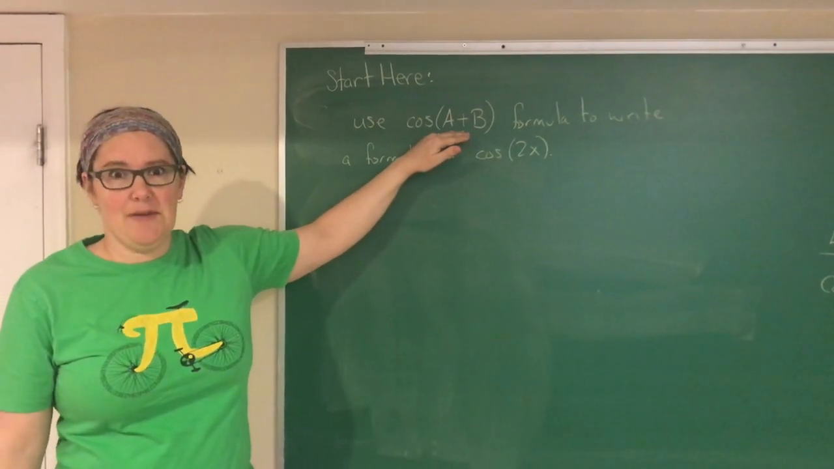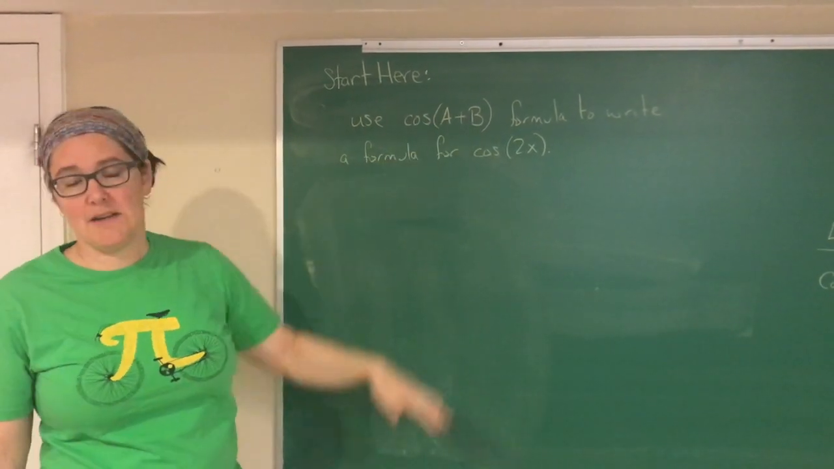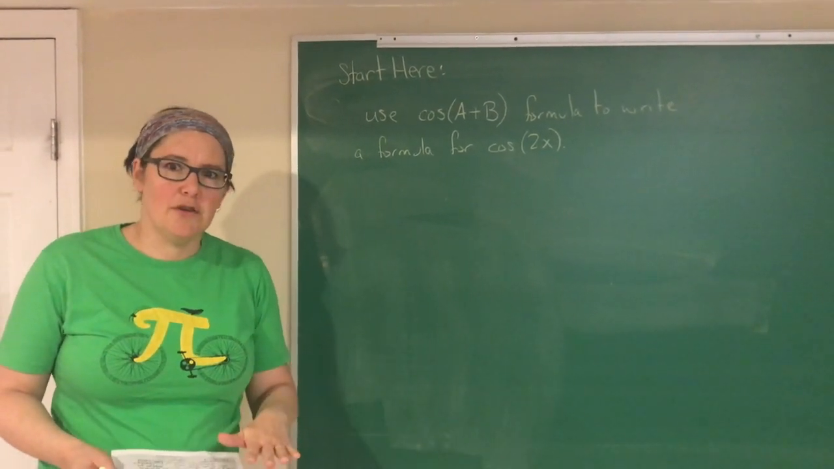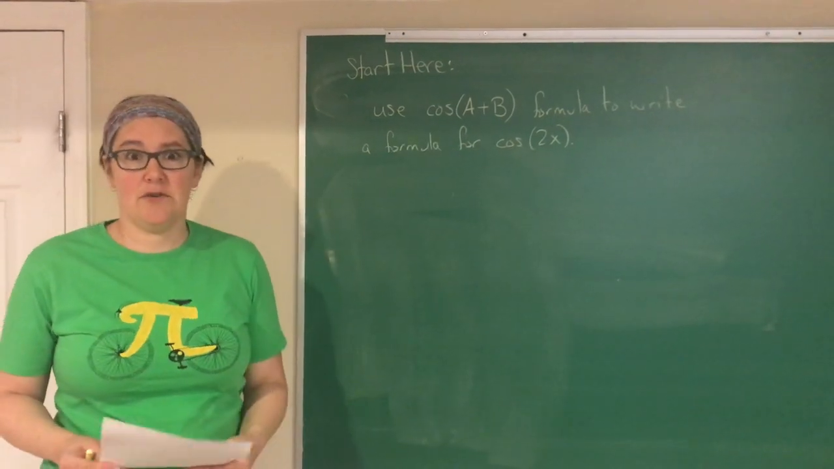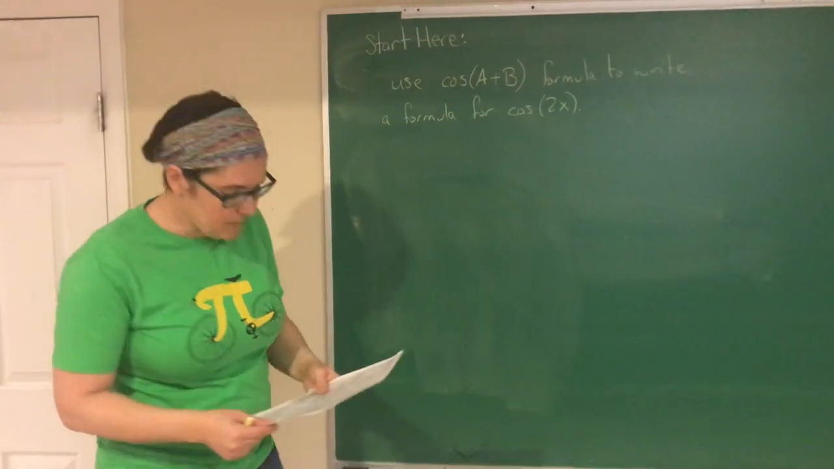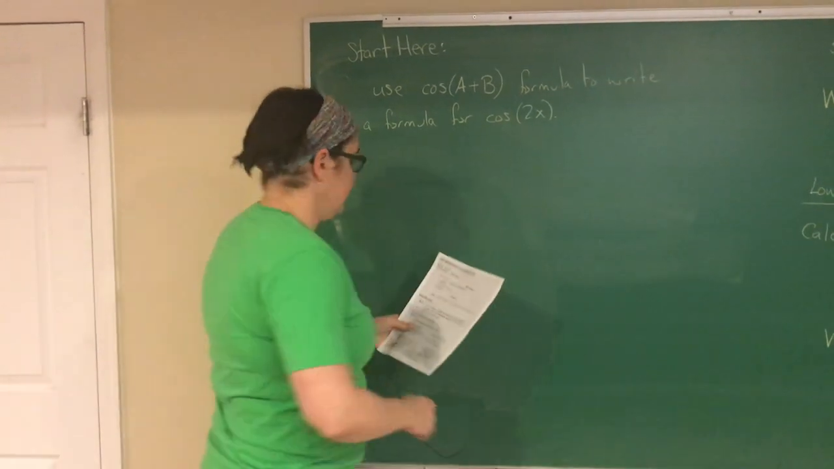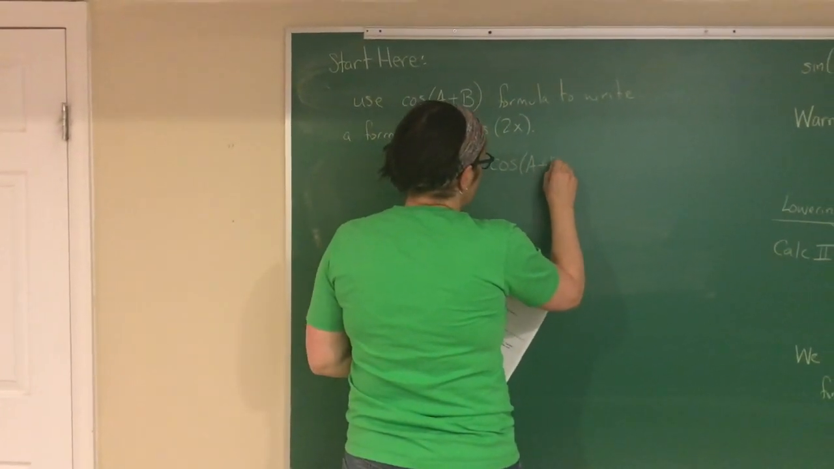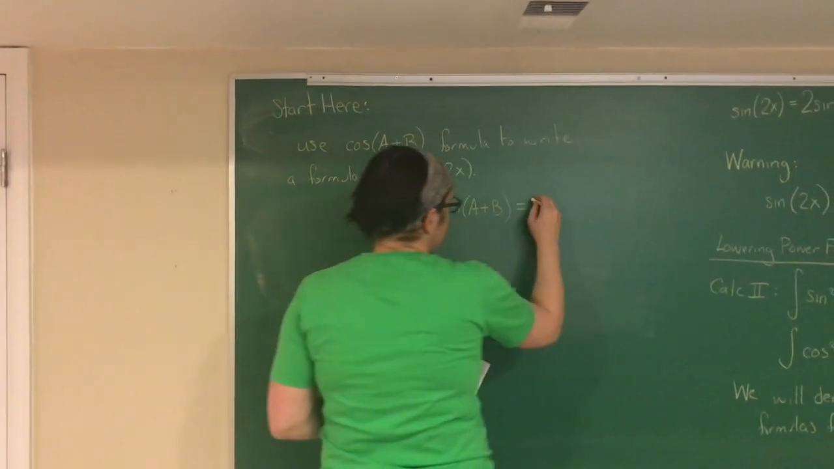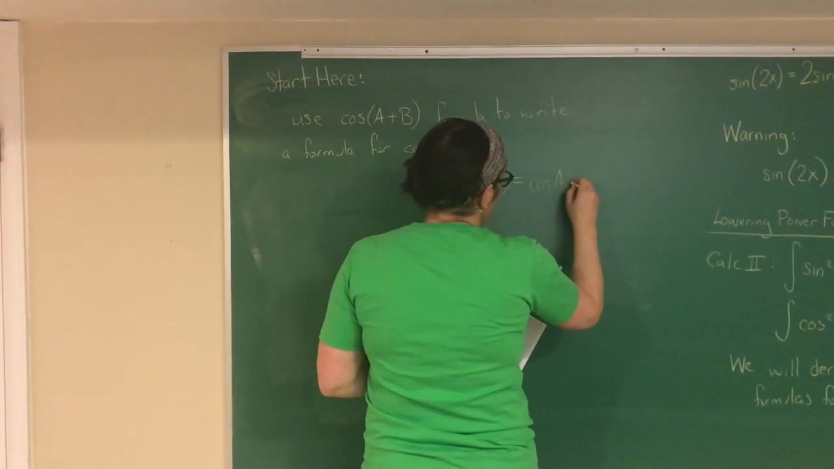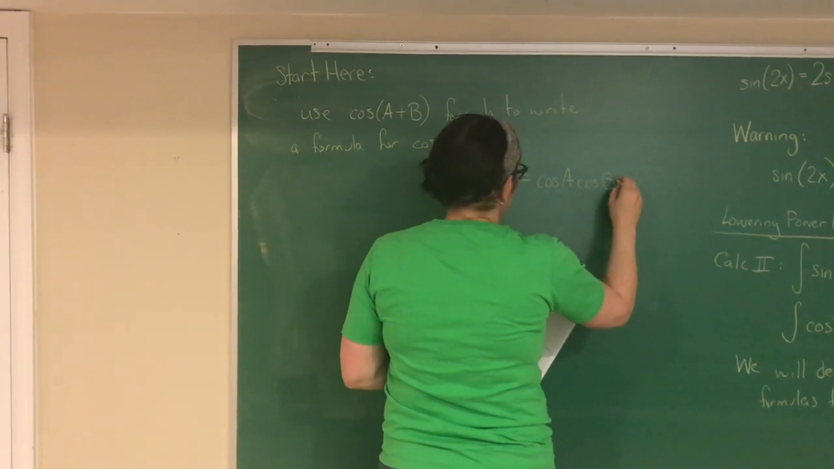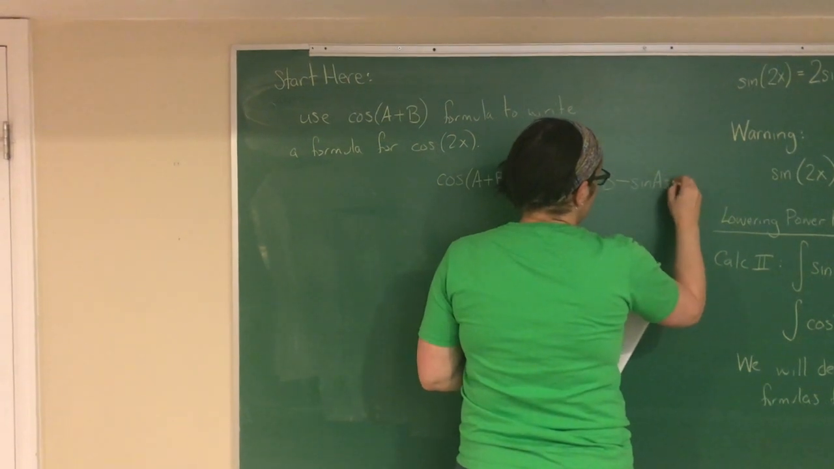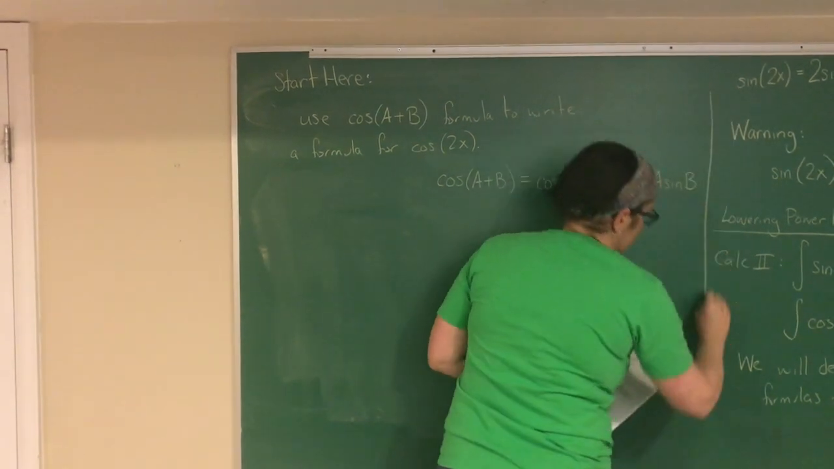Okay, so at this point, what you probably want to do is ask yourself, do I know the formula for cosine of a plus b? Do I know that identity for cosine? If the answer is no, you should pause the video, go back in your notes, and find that formula for cosine of a plus b. Okay. I'm going to go ahead and write it down. So cosine of a plus b is equal to cosine of a times cosine of b minus sine of a times sine of b.